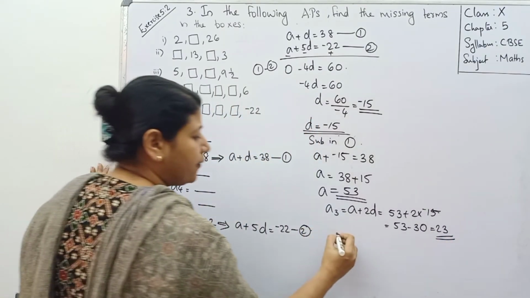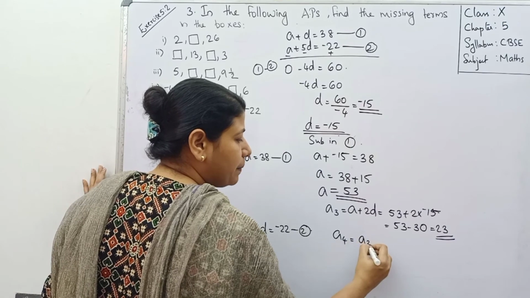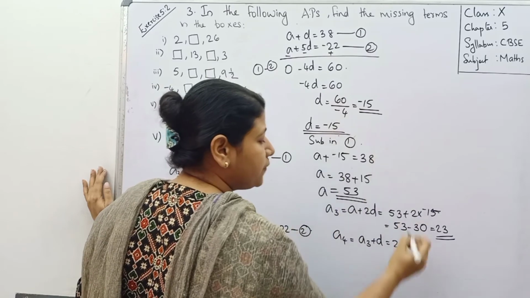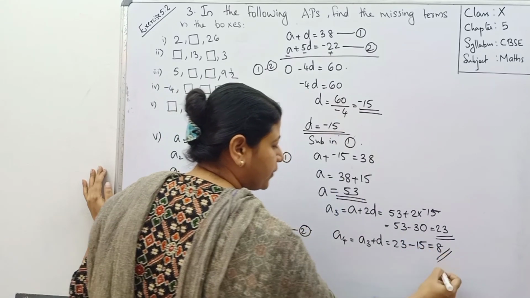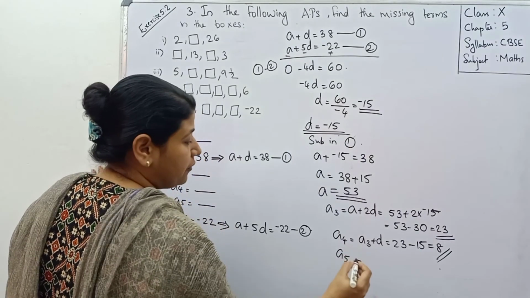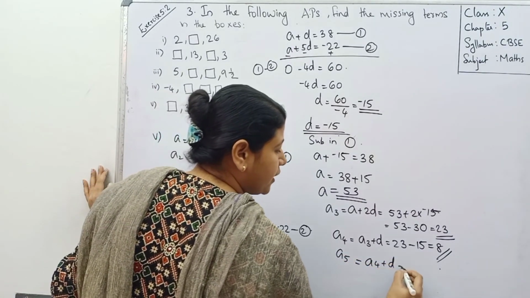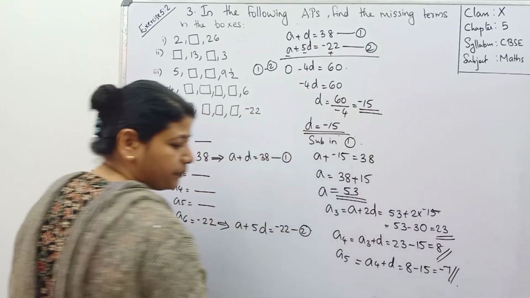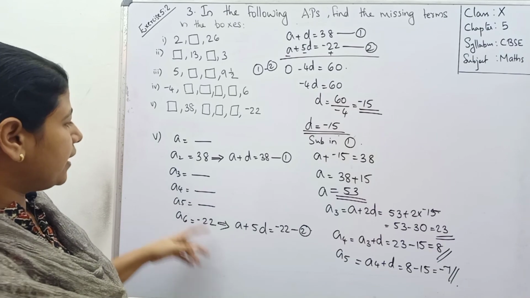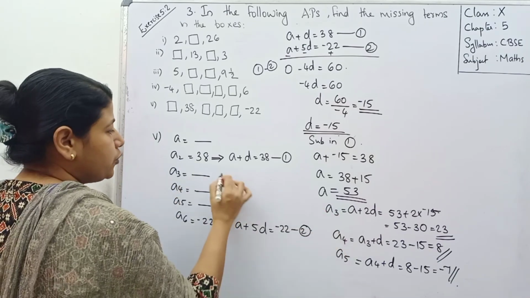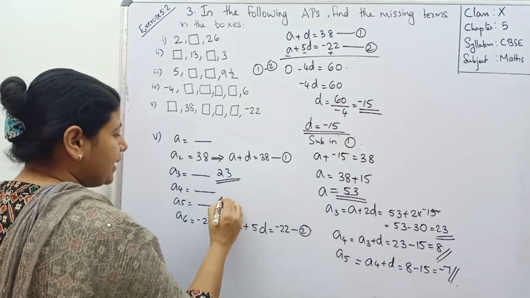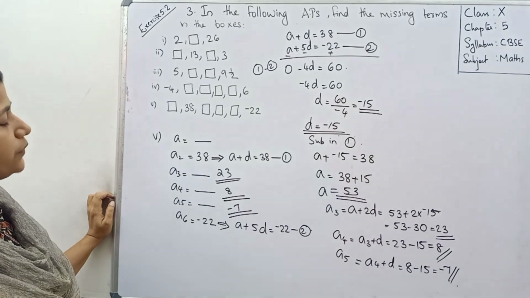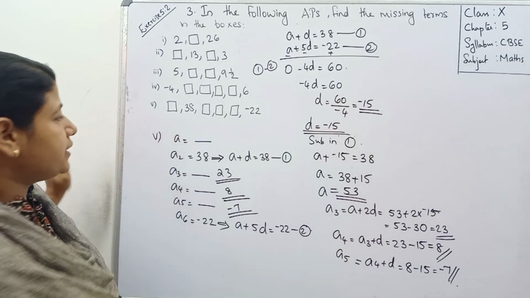Okay. Then a4. a4 is a3 plus d. So, a3 is 23 plus common difference is minus 15. So, you will get 8. Then a5. a5 is a4 plus common difference. a4 is 8 minus 15 which is equal to negative 7. So, our missing terms are a3 is 23, a4 is 8 and a5 is negative 7. Okay. So, these all are the terms. a we have already found out like this, 53, isn't it?